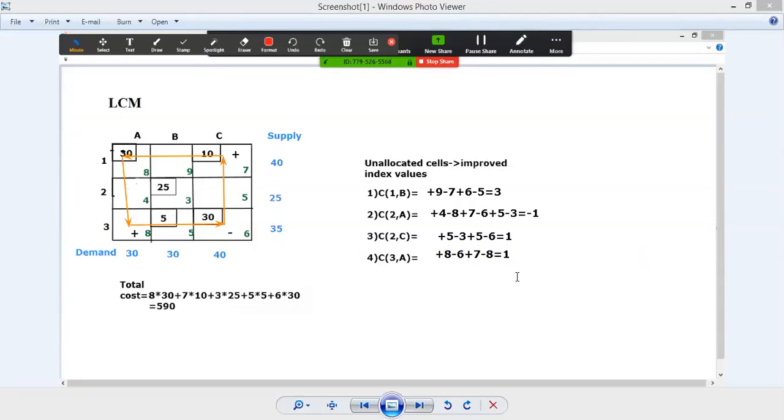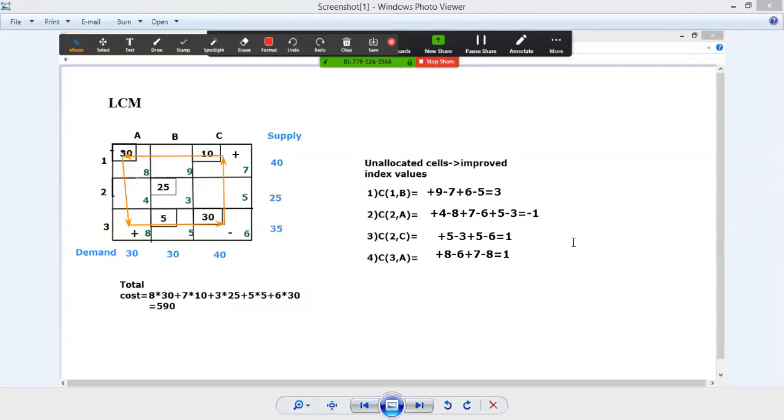Now in the previous method, we used the Vogel approximation method, where we found that the solution was 565. That was the optimal solution, where after computing all the improved index values, they were all positive values. And here we are finding whether this particular solution obtained through this LCM method is optimal or not.